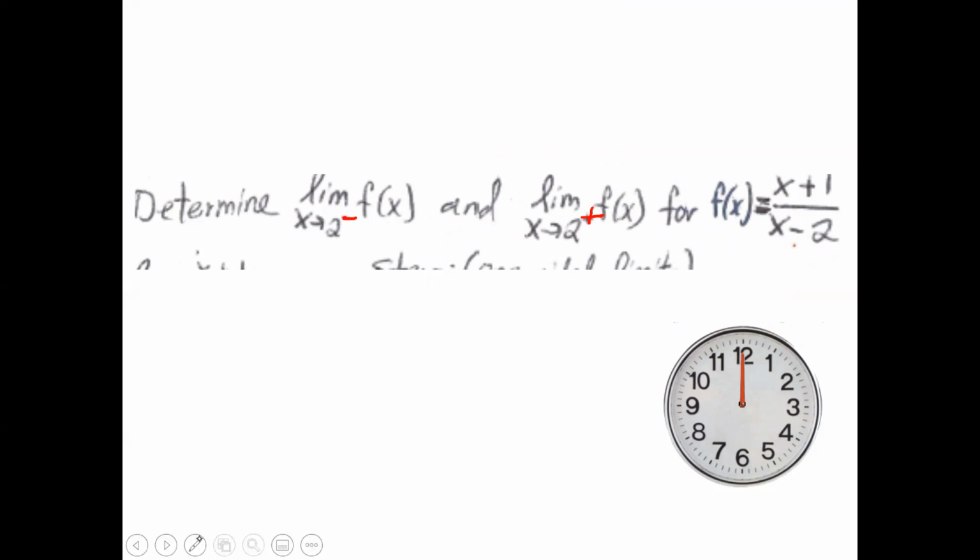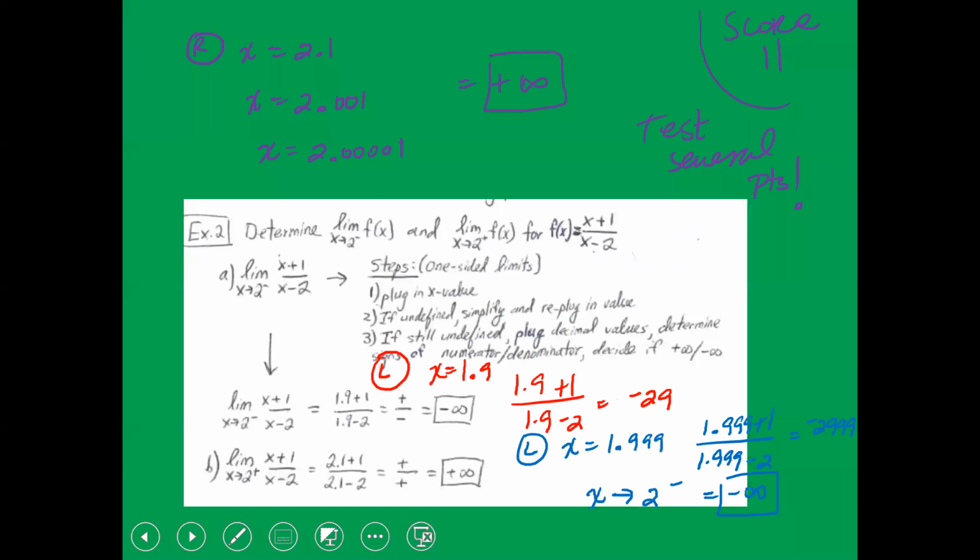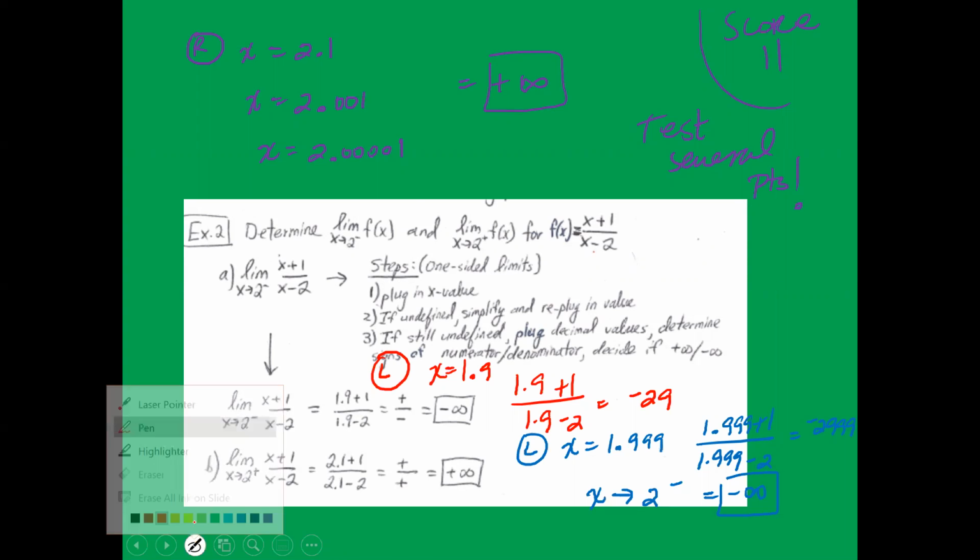Okay, so this one says determine the limit as x approaches 2 from the left and 2 from the right for this function. You can go ahead and use a table of values. If x is approaching 2 from the left side, you can use 1.9 or 1.99. When you plug this into this function, you're going to get a negative 29.